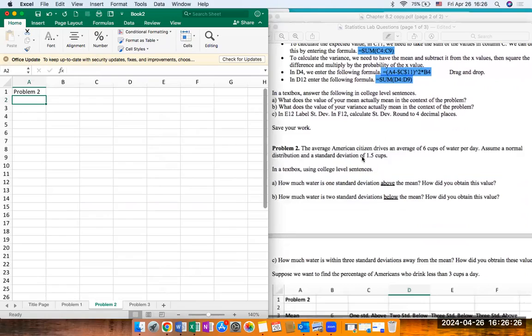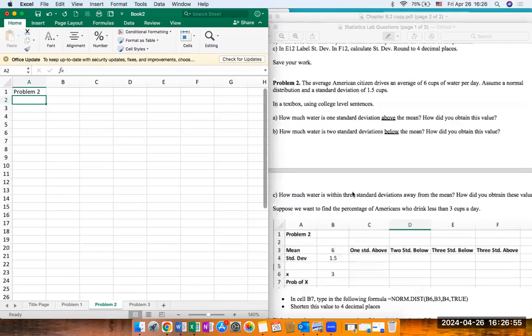It says the average American citizen drinks an average of 6 cups of water per day. Assume a normal distribution and a standard deviation of 1.5 cups. In a text box using college level sentences, how much water is 1 standard deviation above the mean? How did you obtain this value? So walk me through it, really spoon feed it to me. Same thing with 2 standard deviations below the mean, and then within 3 standard deviations away from the mean.